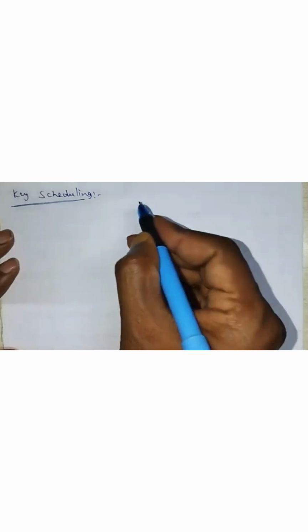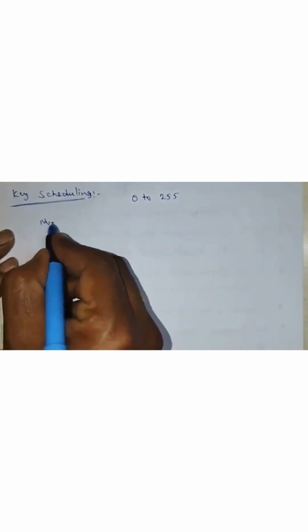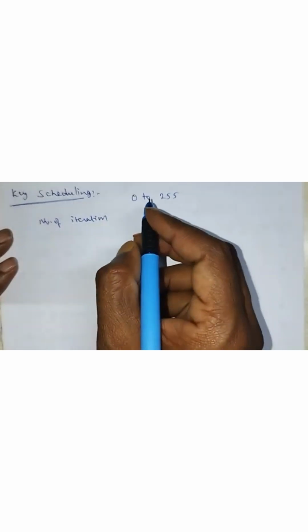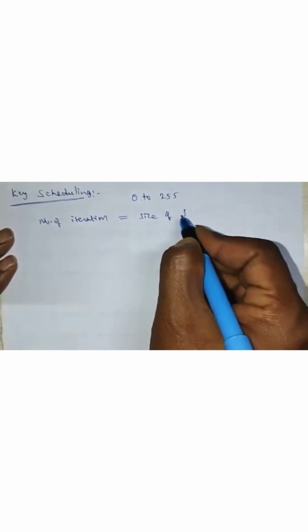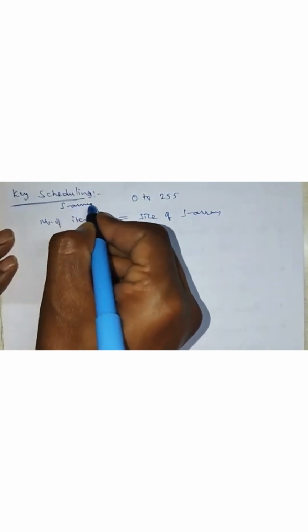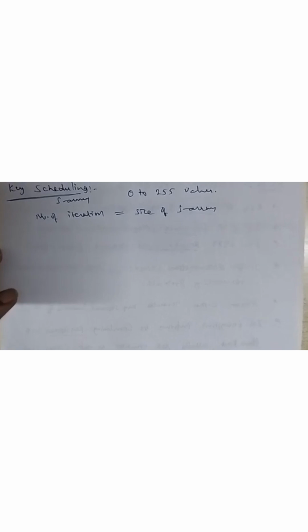0 to 255. Here we have to take 255, in number of iterations. Number of iterations means what? How many times you have to write? Okay, number of iterations is equal to the size of the S array. Here we have to take the S array, which contains the values 0 to 255.